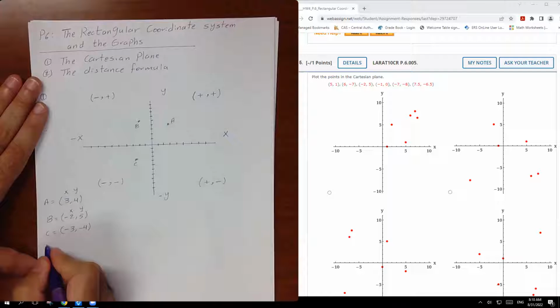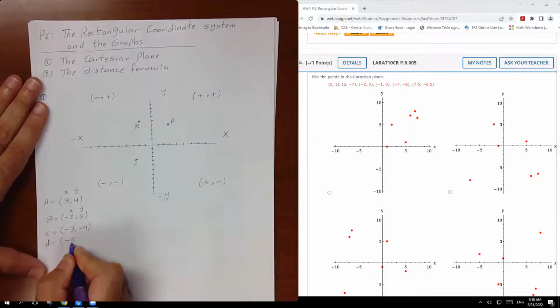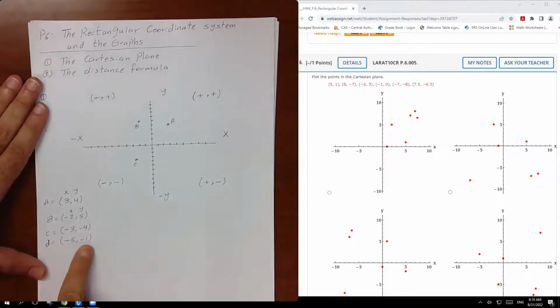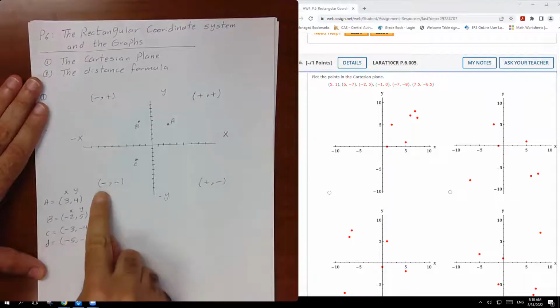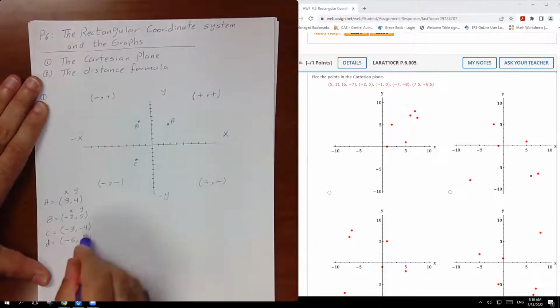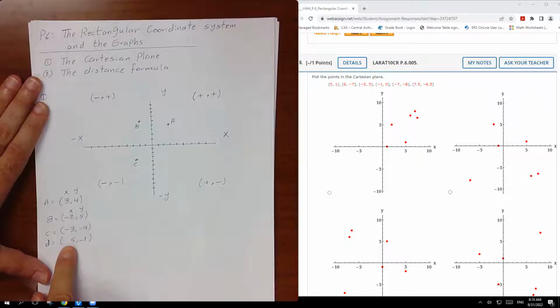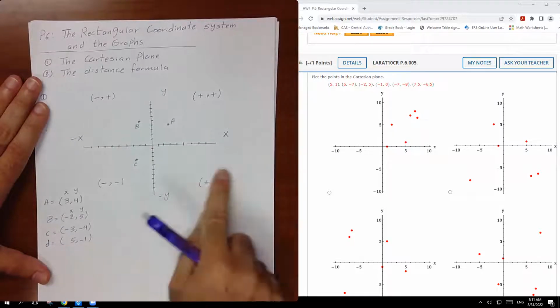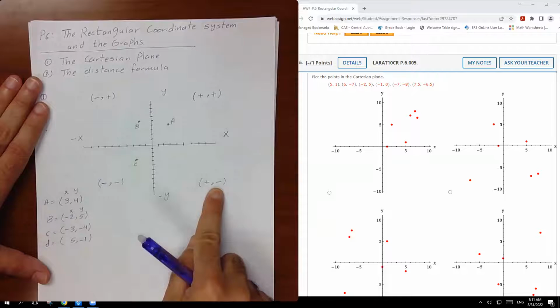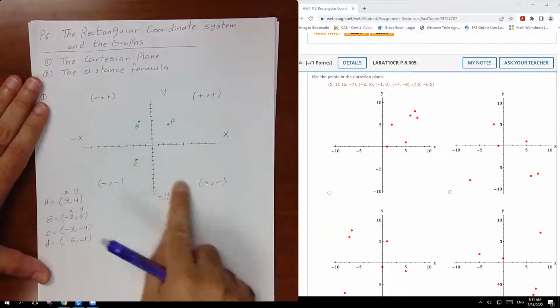Another example is doing D. If you have -5 and -1, X is negative, Y is negative. Let's change this one to a positive. So this one positive, and this one negative. So X is positive, Y is negative. That means the location for this point is going to be here.